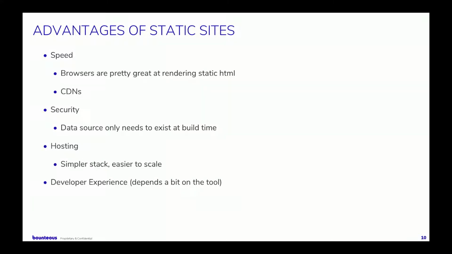So, I think we've even kind of touched on some of these things already, but what are some of the potential advantages here? Speed is one of them. Browsers are really good at rendering HTML. You can take advantage of CDNs. There's also the security angle on this. So your static build, there are certainly fewer attack vectors there.